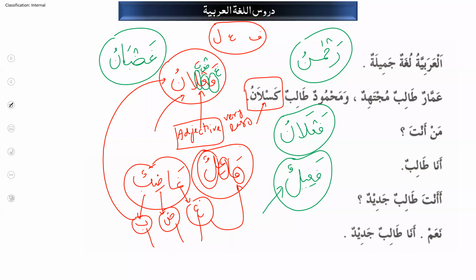Man anta? Who are you? Ana talibun. I am a student. Anta talibun jadidun? Are you a new student? Naam. Yes. Ana talibun jadidun. I am a new student. Very good. Okay, tell me why it started with Naam.